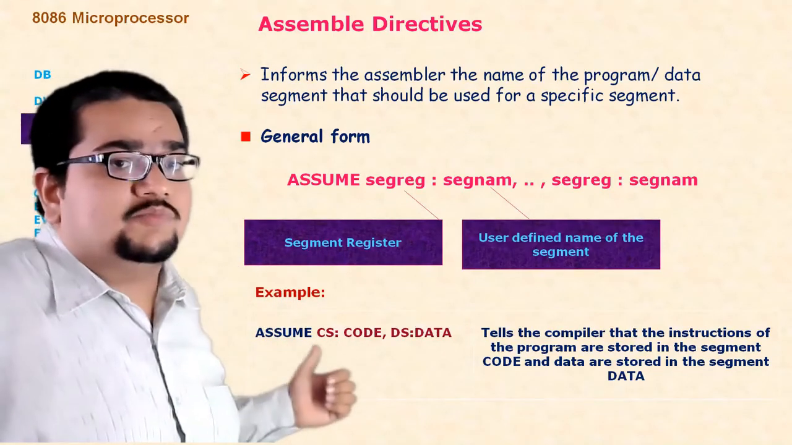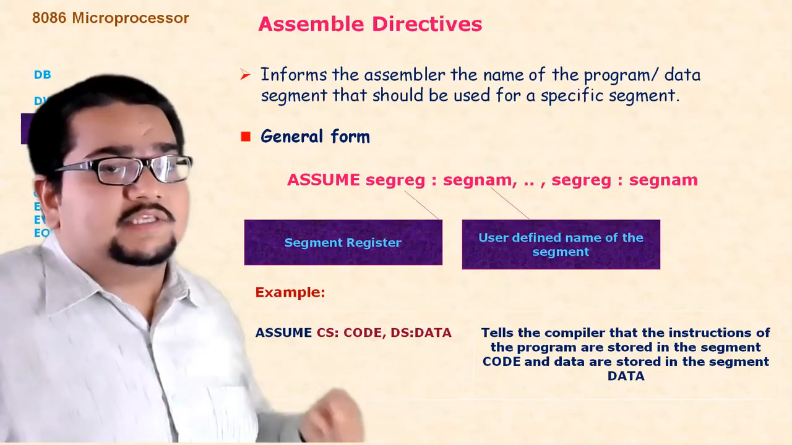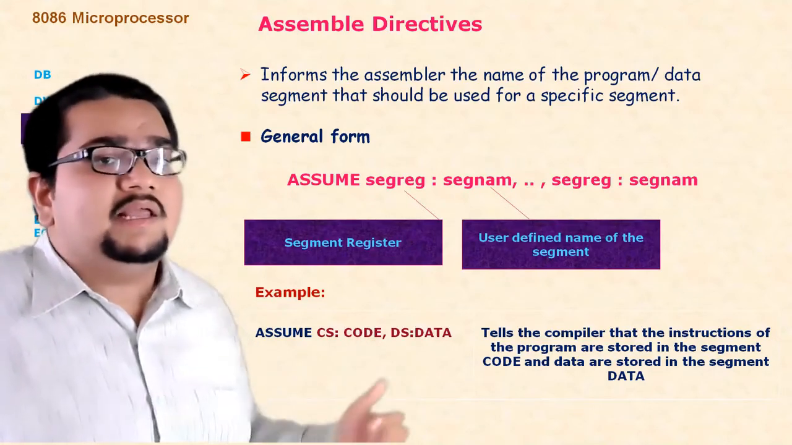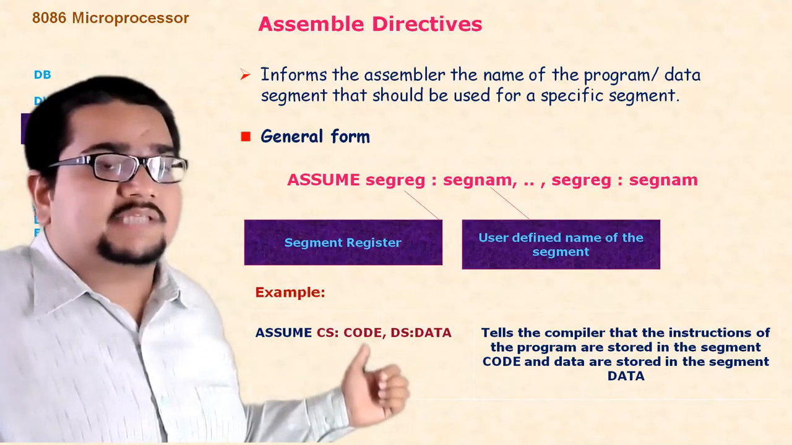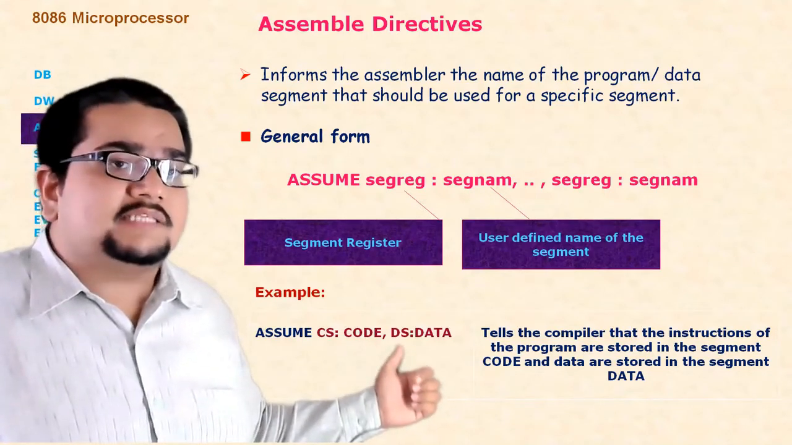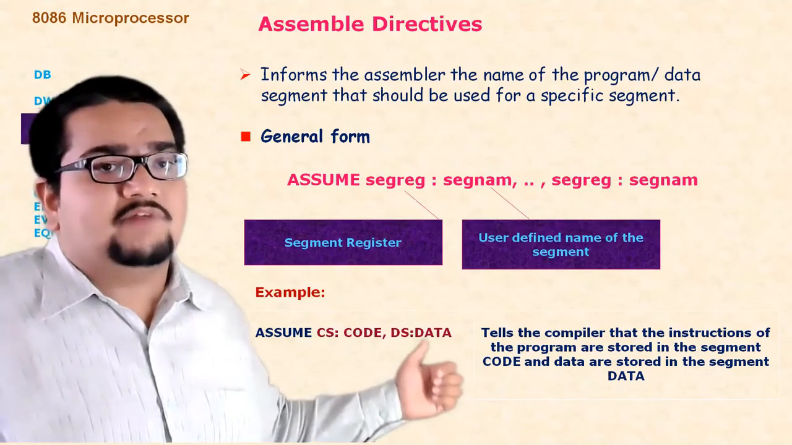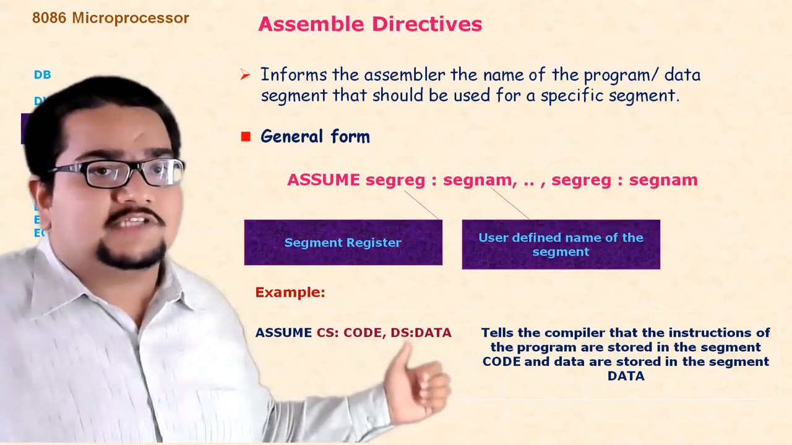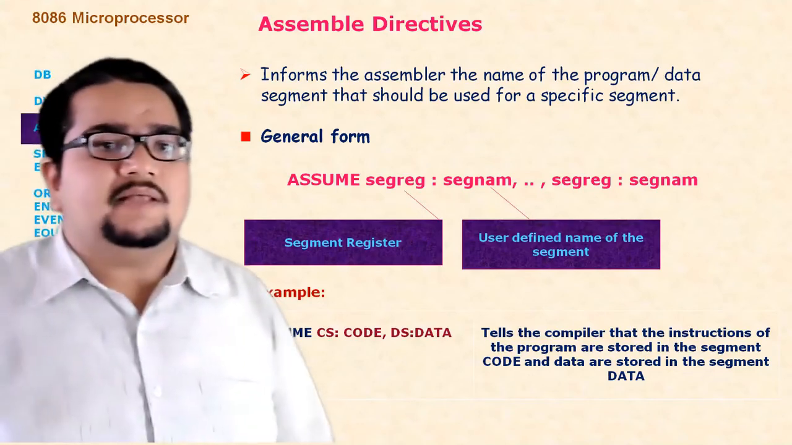I am writing ASSUME CS colon CODE. That means here CODE is the name I have chosen for my code segment of the memory, because for CS I am just assigning CODE as the name. Similarly, for my data segment I am writing DS colon DATA. So DATA will be the segment name of my data segment. You can always choose the segment name according to your choice. Okay.